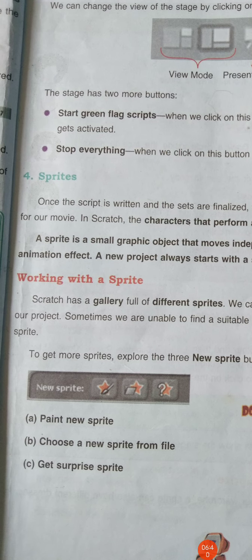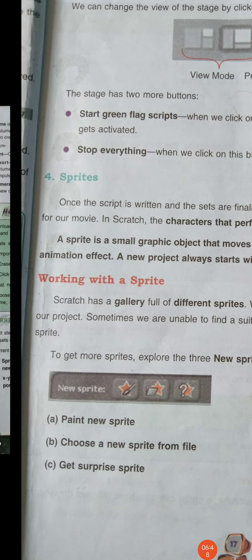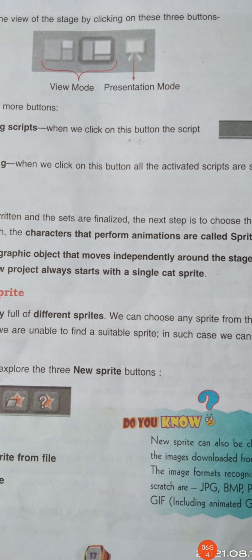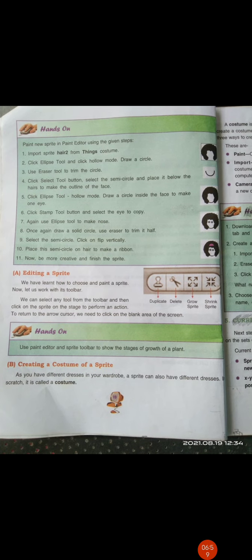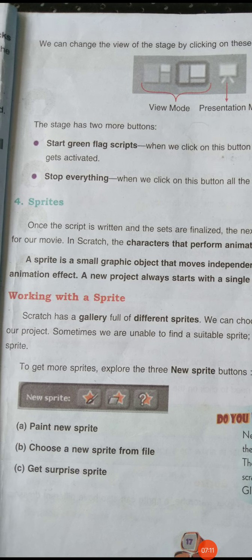Now how do we work with sprites? Scratch has a gallery full of different sprites. We can choose any sprite from this gallery for our project. Sometimes we are unable to find a suitable sprite. In such a case, we can paint a new sprite according to our own choice. Dear students, as I am showing you practically, I painted one character in the paint editor, saved it, and showed it on the stage area.